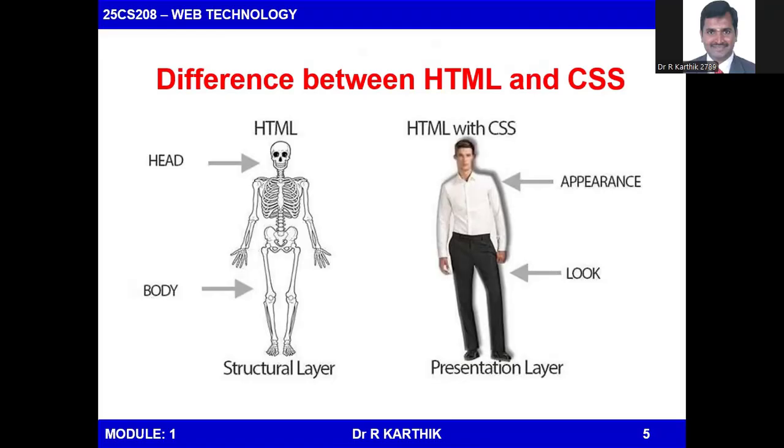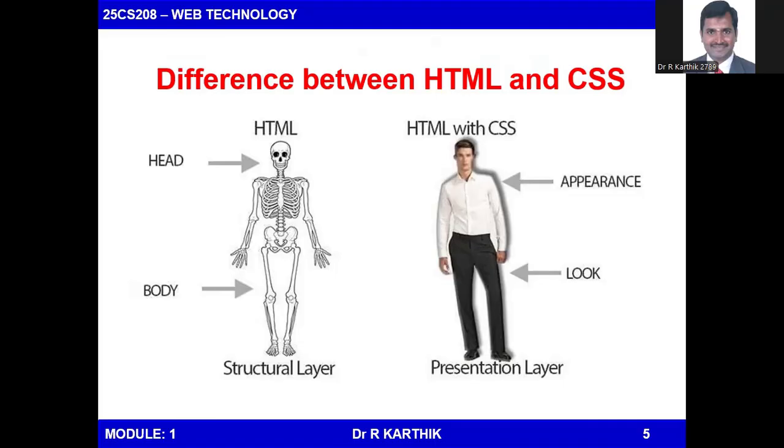Let's see the difference between HTML and CSS. On the left hand side, you can see the structural element. It creates the structure of a web page, defines headings, paragraphs, tables, and forms. It describes content and uses HTML tags. CSS controls the appearance, defines colors, fonts, spacing, and layouts, describes the presentation, and uses selectors and properties. A simple analogy: HTML is the skeleton of a building, CSS is the paint, decoration, and interior design.